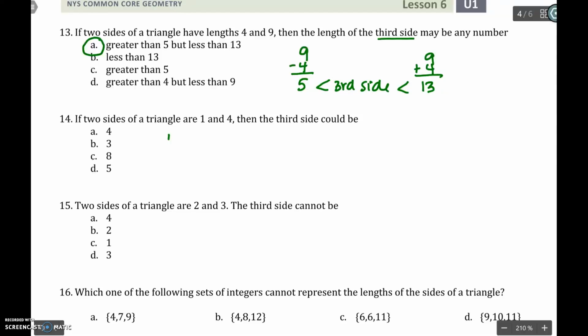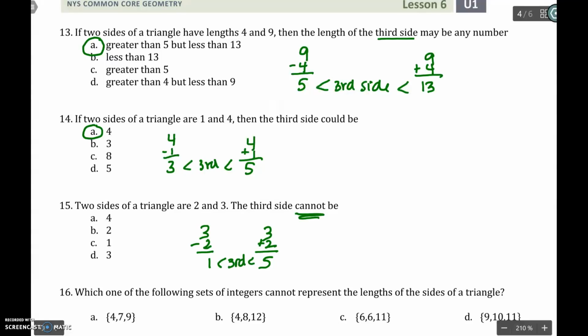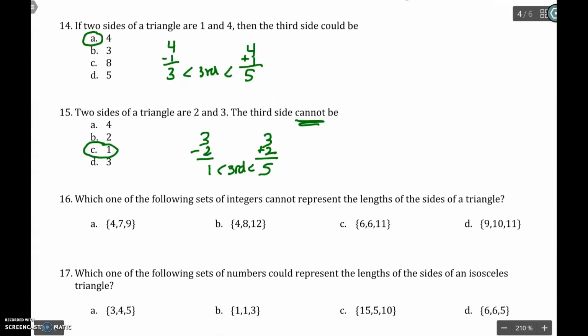Same concept here. We're going between the difference and the sum. It has to be between 3 and 5, but can't equal either. So that would be 4. Same idea, 3 minus 2 and 3 plus 2, we have to be between 1 and 5, but can't be equal to either. And this one wants to know what one will not work. So you can't equal 1 or anything less than that, and you can't equal 5 or anything more. So 1 is not going to work here.